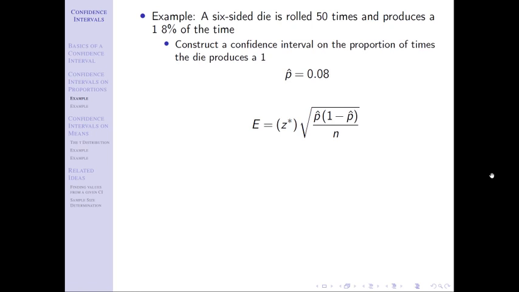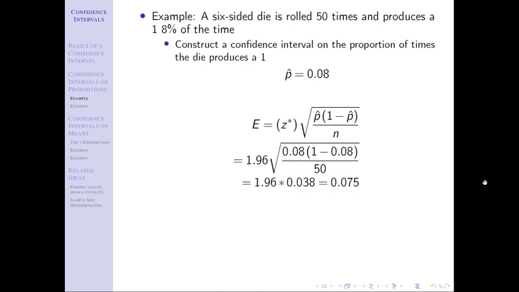Then I just plug in that p hat that I've already found of 0.08 and n is 50. Notice the information about whether it was a 1 or a 2 or a 3, it doesn't matter what we rolled. That's irrelevant. The fact that there's 6 sides in the die, also irrelevant. Go ahead and just finish that math off and we can get an answer of 0.075 for my margin of error. And once I have that, I can find the confidence interval by just adding and subtracting that margin of error to the point estimate. So I'm going to take that 0.08, I'm going to subtract 0.075, and I'm going to add 0.075, and I can get the interval given below.